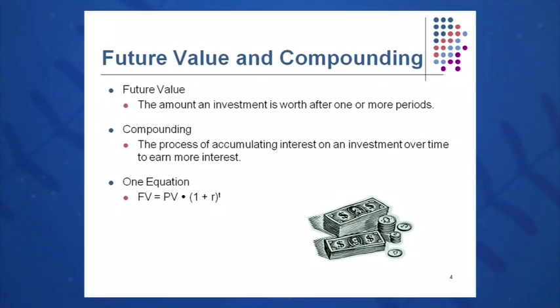Future value and compounding. What is future value? The amount an investment is worth after 1 or more time periods, sometime in the future. I always look at it in drawing timelines, going out to the right on a timeline versus bringing it back to today, which would be present value discounting. Once again, one equation: future value equals present value times 1 plus r to the t. Again, let me overemphasize this, we're talking about a lump sum of money. Not periodic payments of money, but a lump sum of money.